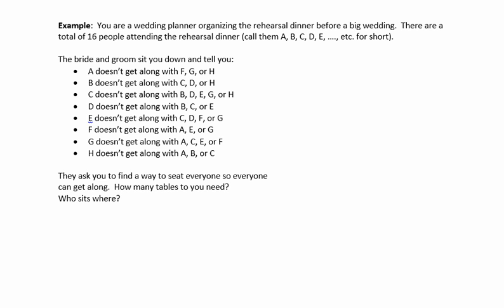All right, so let's do a little graph here. Let's use a coloring program to solve this. So you're a wedding planner organizing the rehearsal dinner before a big wedding. There are a total of 16 people attending the rehearsal dinner, and we're going to call them A, B, C, etc. The bride and groom sit down and they tell you, A doesn't get along with E, F, G, or H. B doesn't get along with C, D, or H, etc. In other words, we're going to call this the graph of hatred. We have all these people who are coming to the rehearsal dinner and they can't stand each other.